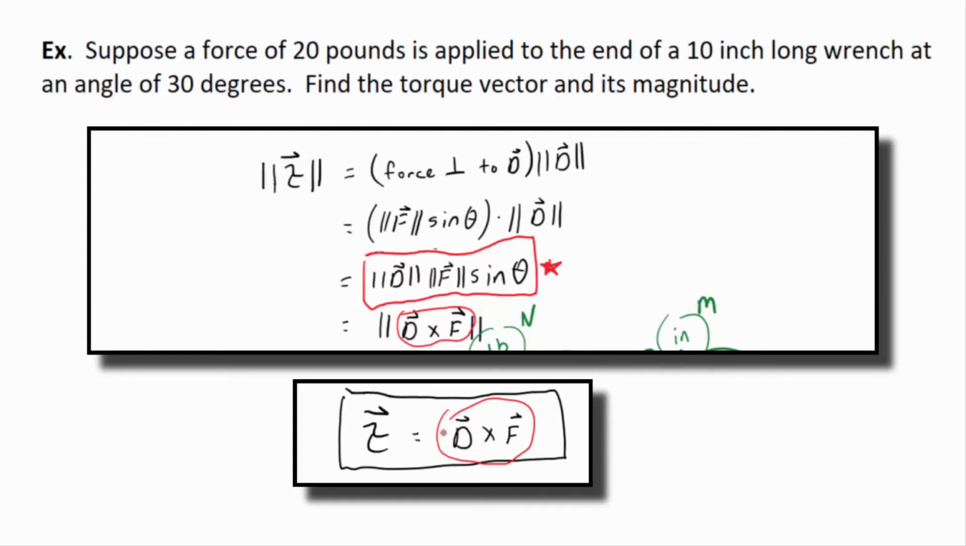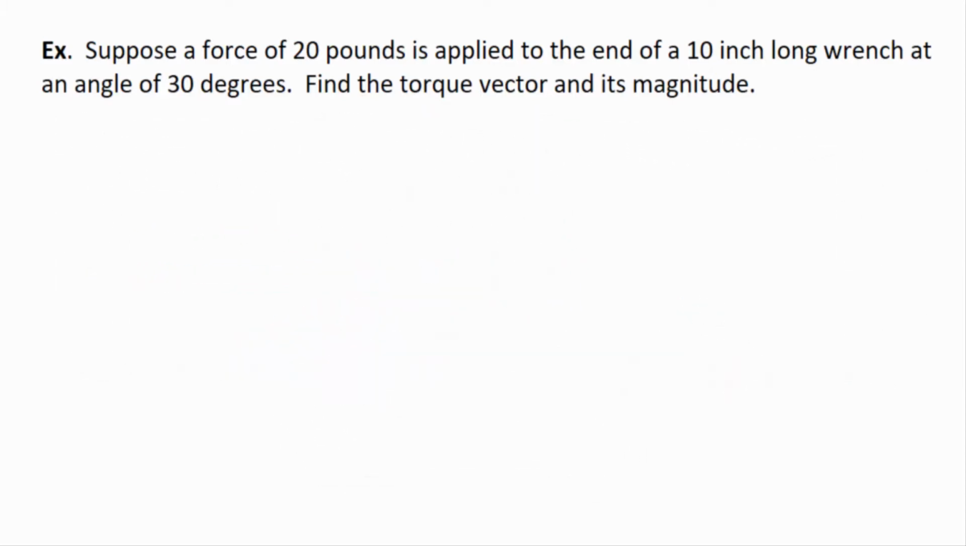In the homework, I might have a problem where I just ask you to find the magnitude, and you could use this formula. Or even if I ask you to find the torque vector, you could maybe use that formula to check your work after you find the torque vector. So I think a good plan here is to draw this and to coordinatize things in a smart way to make your work less calculation intense.